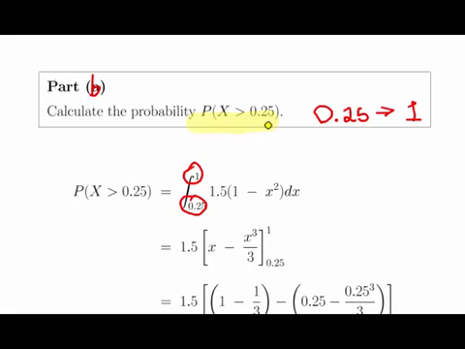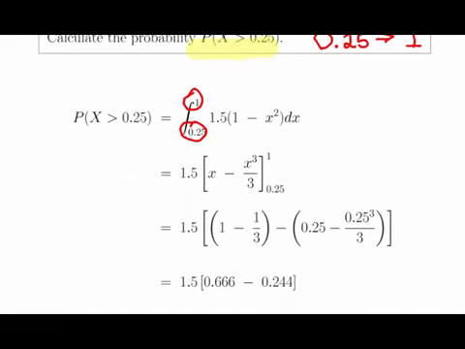In fact, we're using some of the exact same calculations here. So I'm going to do it the same way. I'm going to take 1.5 out of it and just leave it at the start, just like I did last time. So 1.5, just bring it out and only use it at the end. 1 minus x squared, when we evaluate that, we get x minus x cubed over 3. And now we're doing the same sort of calculation, but the upper bound is still 1, and this is what we got before, 2/3.